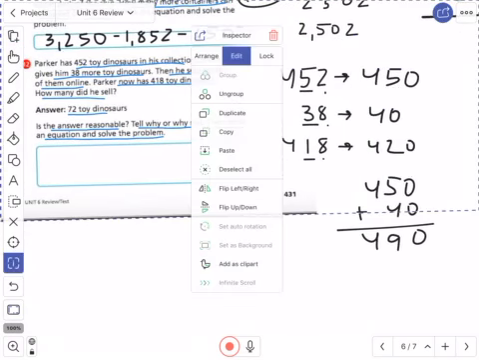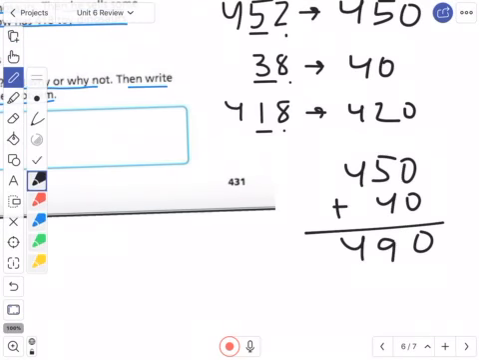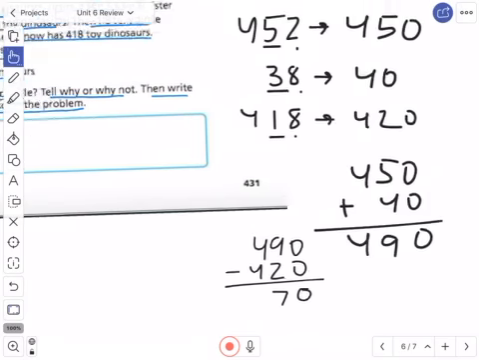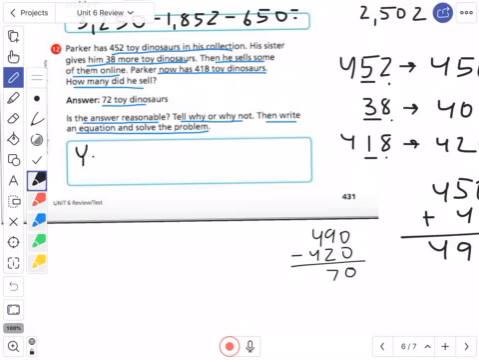But the question is, how many did he sell? Well, so now I'm going to take that 490 minus 420. 0 minus 0 is 0. 9 minus 2 is 7. So he has about 70. So is that answer reasonable? Well, they said right here the answer is 72. I'm going to say yes.